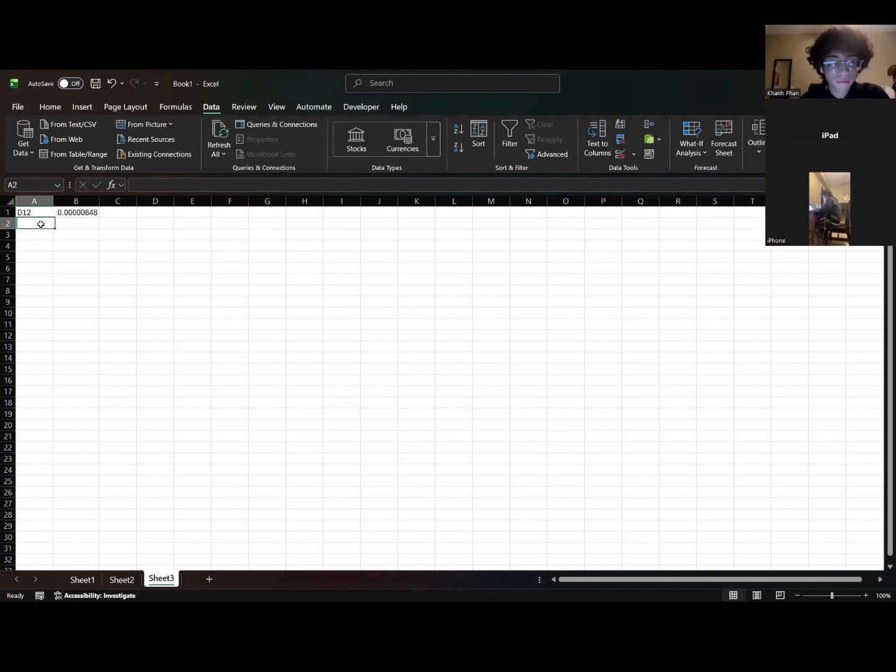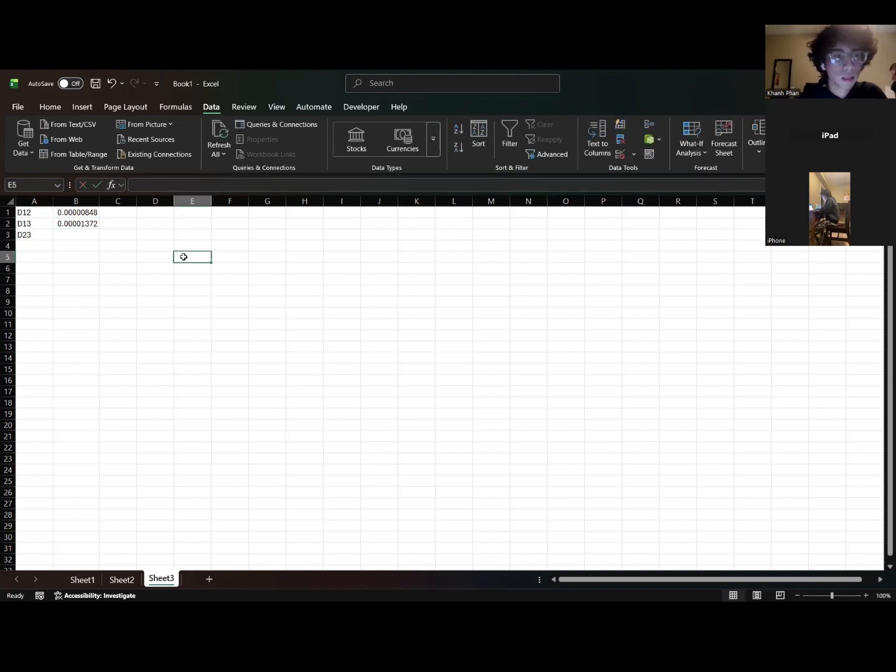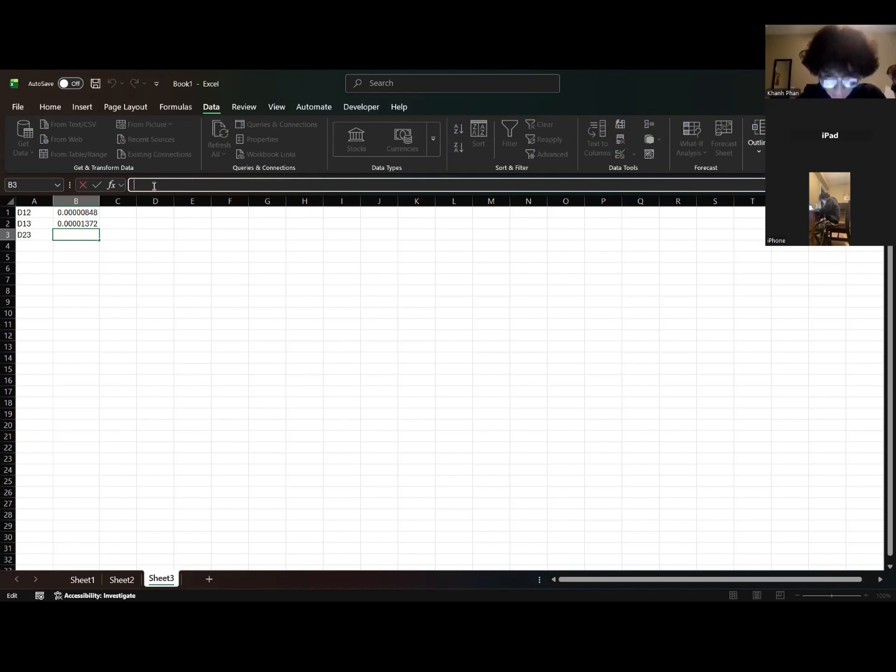And then we're going to do the same for D13 and D23. So for D13, it would be 13.72 times 10 to the negative 6. And then same thing for this one, 19.91 times 10 to the negative 6.